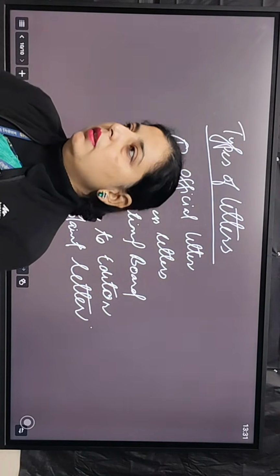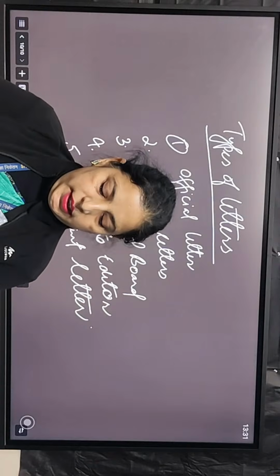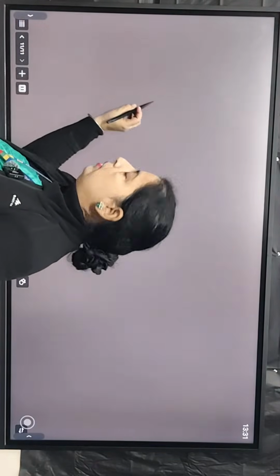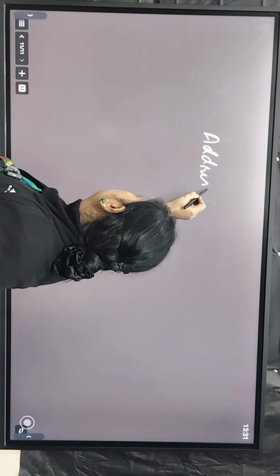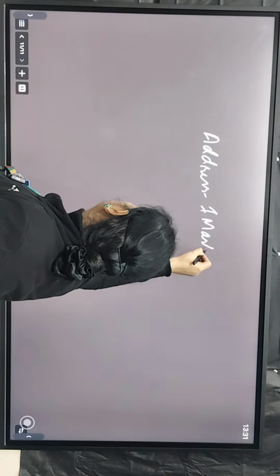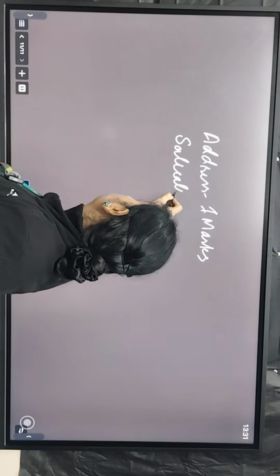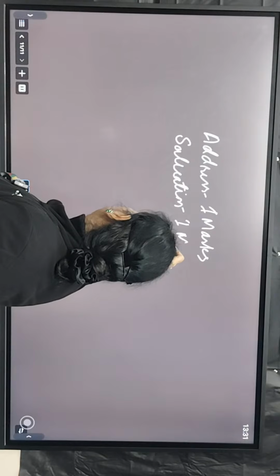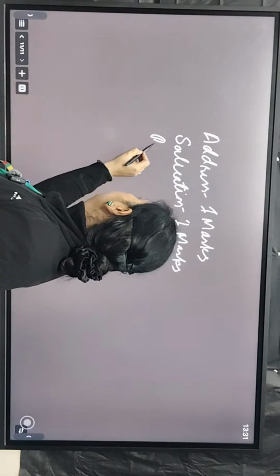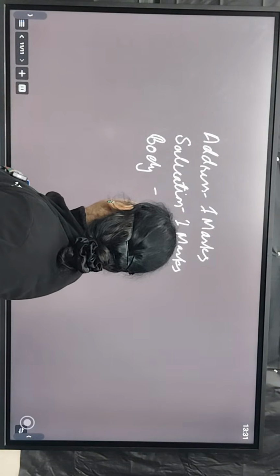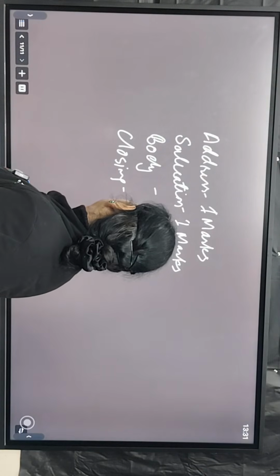तो बेटा ये जो क्वेश्चन नंबर 4 है आपके पेपर में, that is on letter writing. So I will help you to know about the marking scheme of this. Address 1 mark, salutation 1 mark, then body of this letter may be 3 marks, and closing 1 mark.